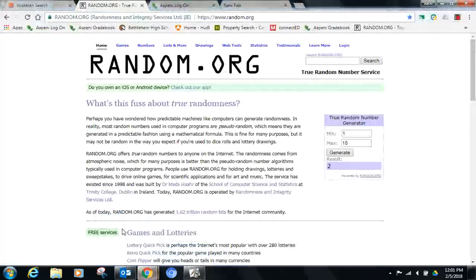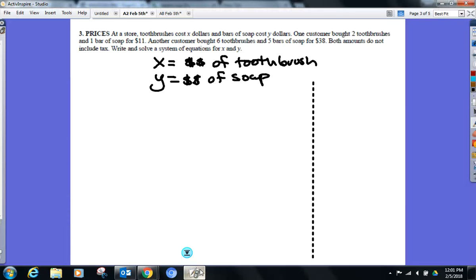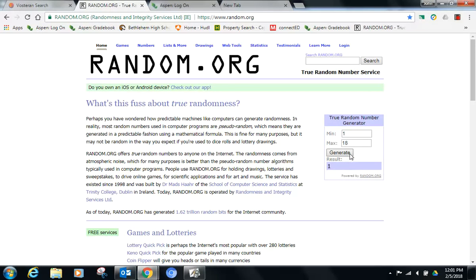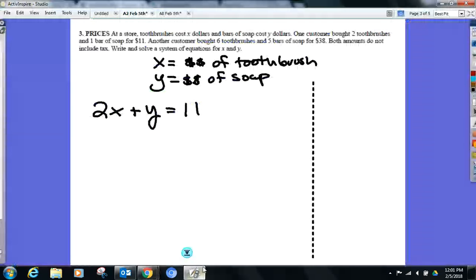All right, let me turn it over to you. Here we go, 14. Who has 14? Okay, Brooke, tell me about the first customer. Which was X for us, right? And plus a bar of soap, and they spent $11. Tell me something about the other customer now. There you go. So we got both equations.